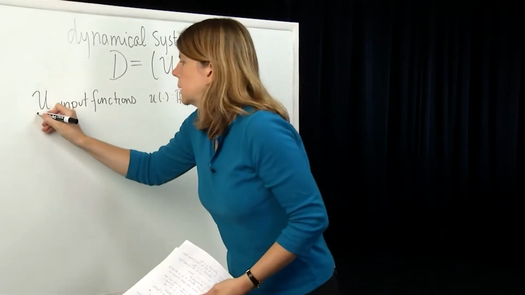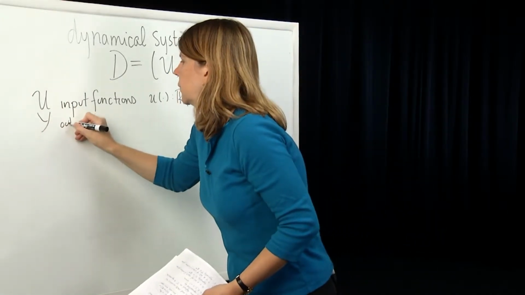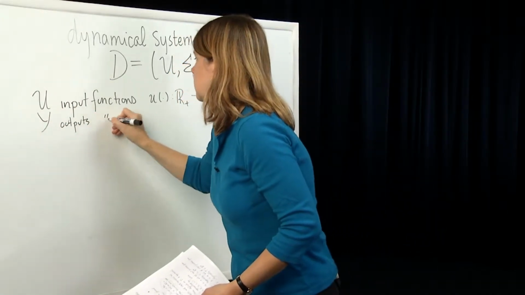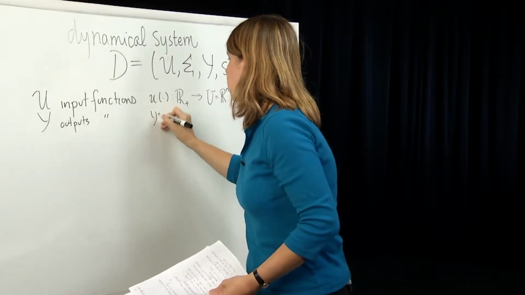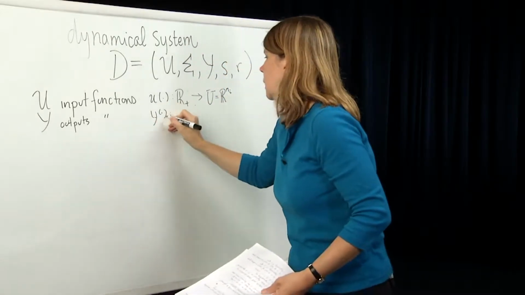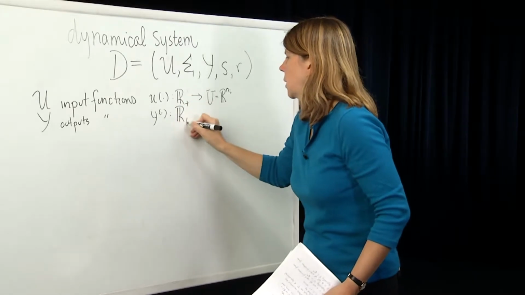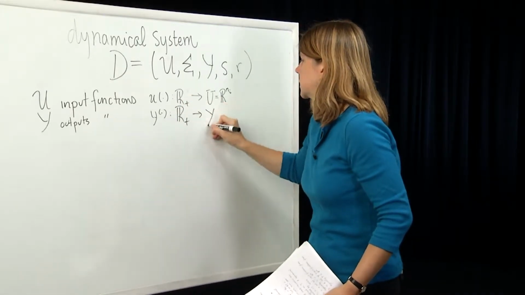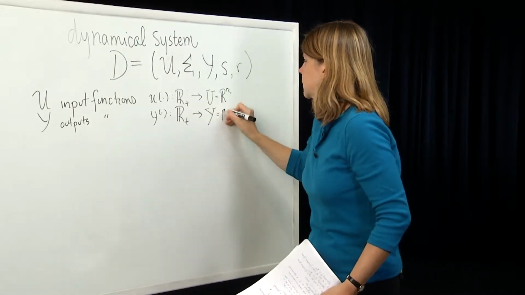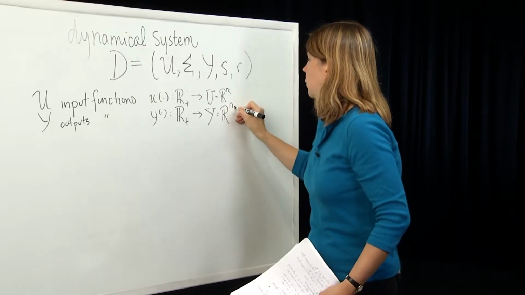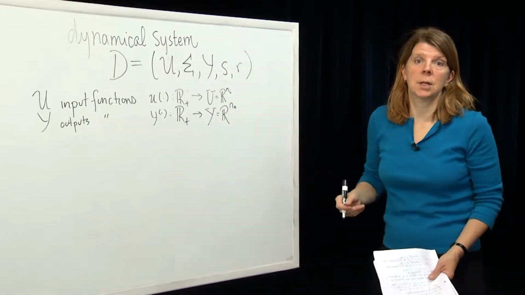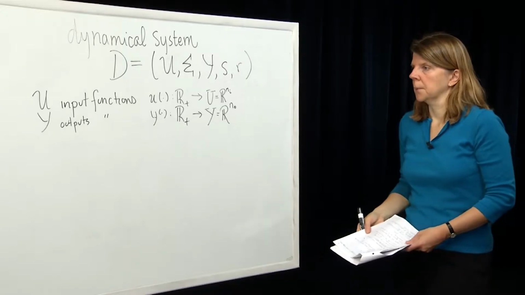And so Y, let's skip over to Y. These are output functions. The same thing. So Y is a function of time. So it takes R plus over to some set Y, and we'll set that to be R n out, where n out represents the dimension of the output space.